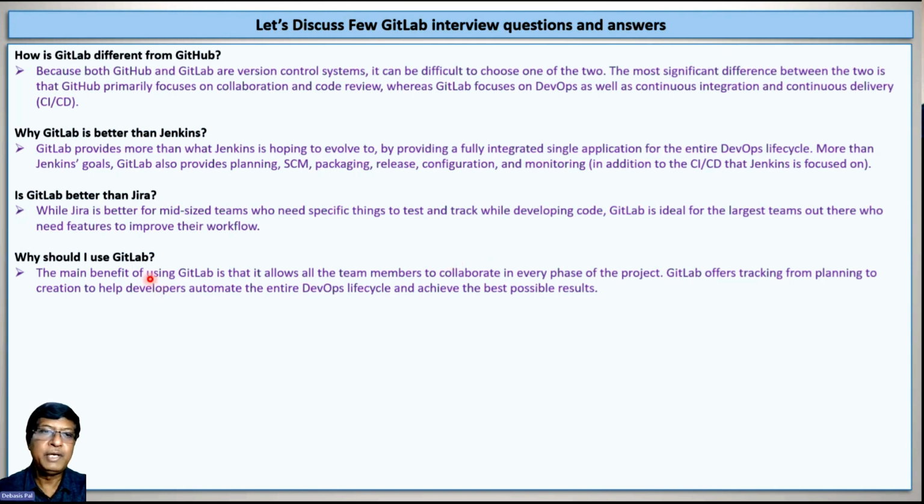And can we get a better tool than GitLab? I don't think so. GitLab offers tracking from planning to creation, as we said, from ideation to production, to help developers automate the entire DevOps lifecycle and achieve the best possible results. Do you like this answer? Short, to the point, and hitting the buzzword.